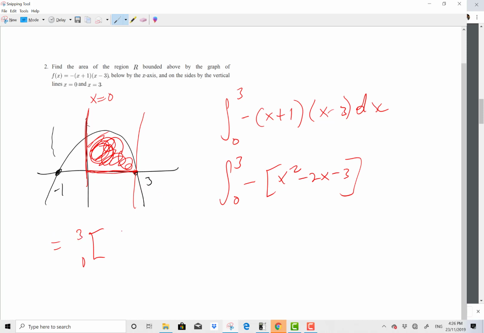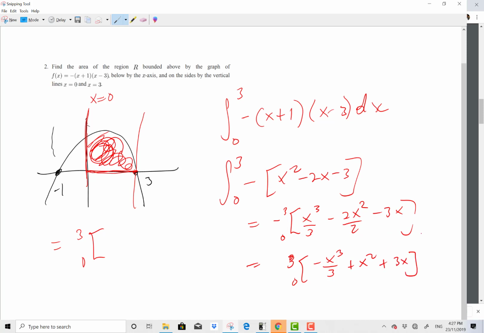From that expression right there, if I simplify, I have a negative in front. Integrating that is going to yield, let me put up my 0 to 3 right here, x cubed divided by 3 minus 2x squared divided by 2 minus 3x. Equal to, again, we put back our 0 to 3. So that's going to be negative x cubed divided by 3 plus x squared plus 3x.